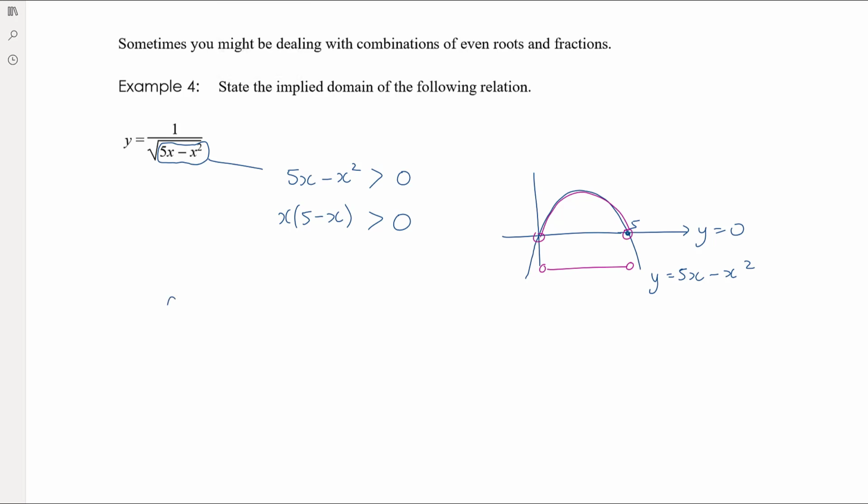Okay, so the domain for this particular function is 0 to 5, not including 0, because that would make 5x minus x squared 0, which would make the denominator of the fraction 0. Also it can't equal 5, because that would also make 5x minus x squared equal to 0, and therefore the denominator of the fraction would be 0. But it can be anything in between there, because that's going to produce a positive number under the square root in the denominator of the fraction.